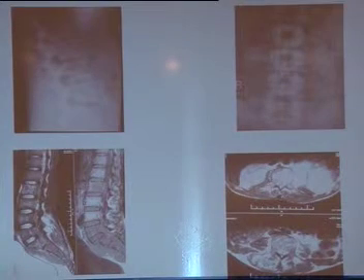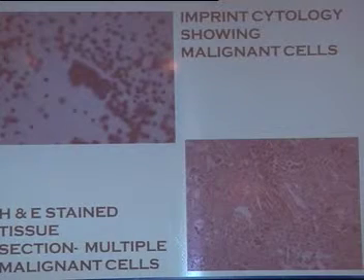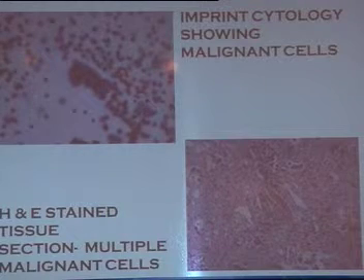This is another case, a 30-year-old male presented to us with low back pain with hypointense lesion on T1 and hyperintense lesion on T2 with intact disc spaces. It is found to be malignant cells on imprint cytology, which is confirmed by histopathology.